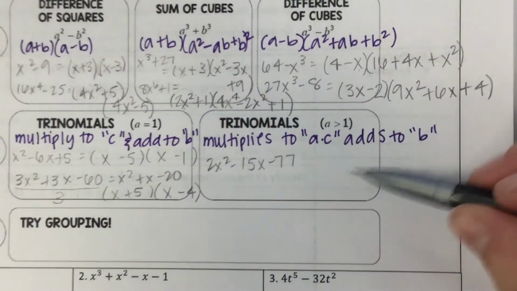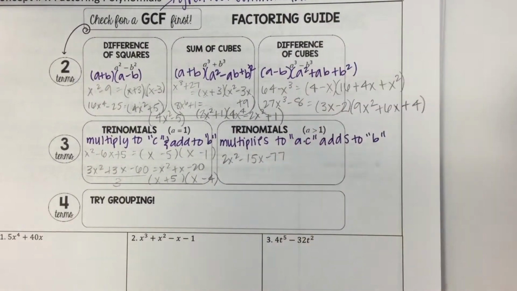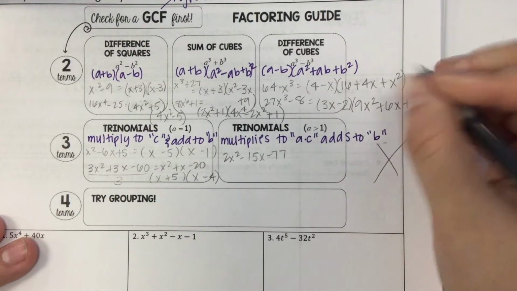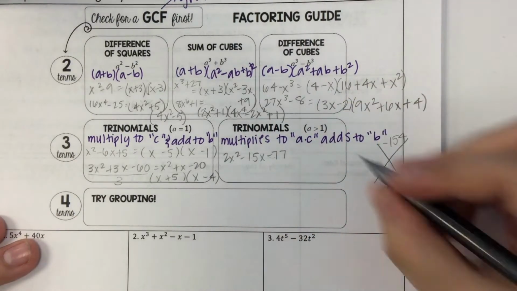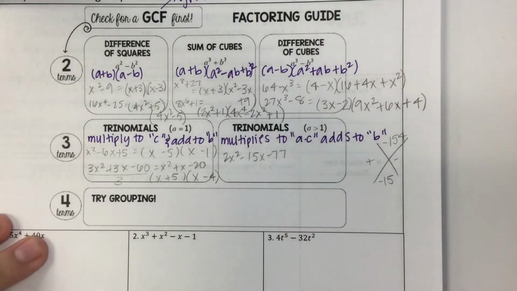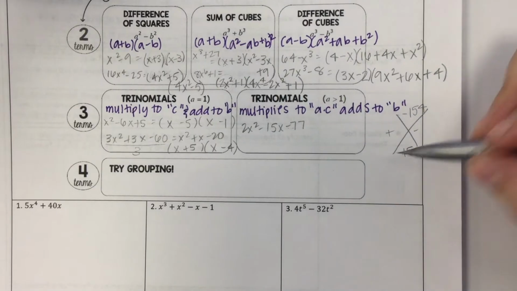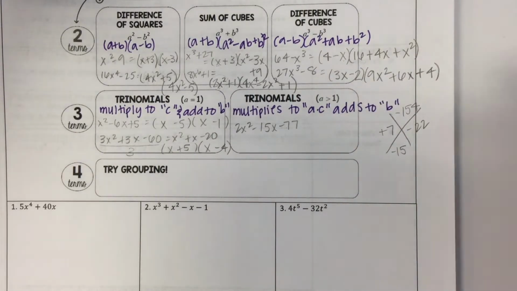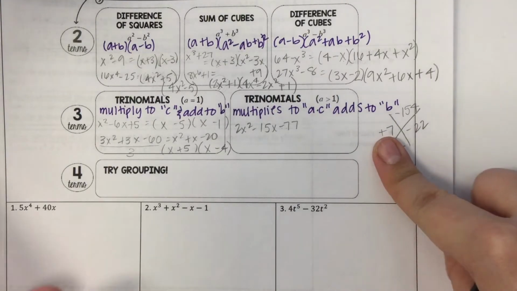Okay, so this time we're going to do either a box or grouping. This time I'm going to show you how to do the box method. Okay, so let's do this. Negative 77 times 2 is negative 154. I want to add to negative 15. I'm going to have a positive number and a negative number. Well, the only two numbers I can think of are 22 and 7. Because if 2 times 77 equals 154, then 22 times 7 also equals 154.